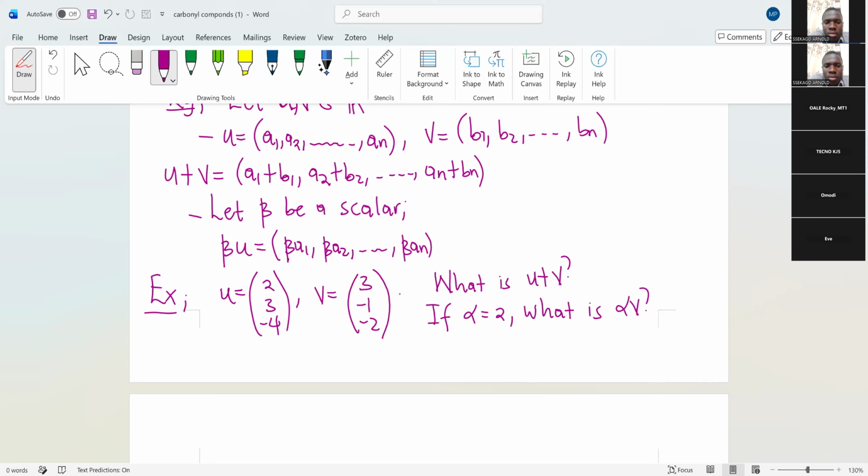If I take an example for beta to be a scalar, the scalar multiplication beta will multiply throughout U in that form. Then here is a quick example which one can try out if U is that and V is that. Now these are vectors. You see they are made up of three coordinates, three points each, so it is in R3. So one can compute U plus V, and also if alpha is 2, I want to believe that alpha V can as well be computed using what I have explained.